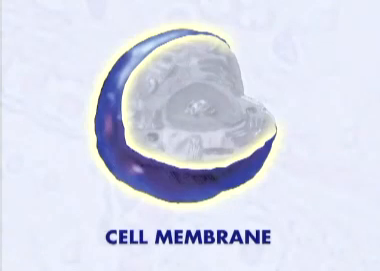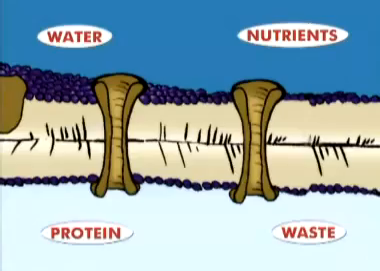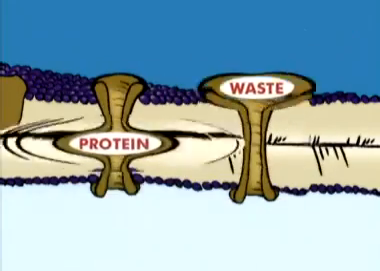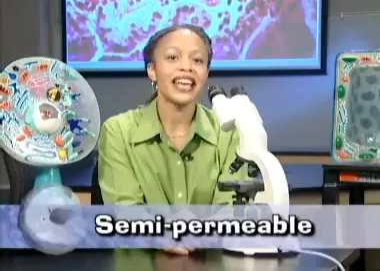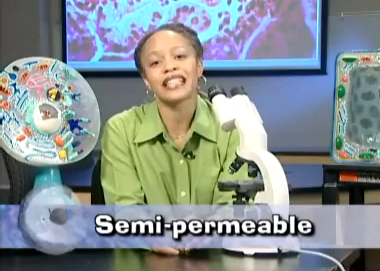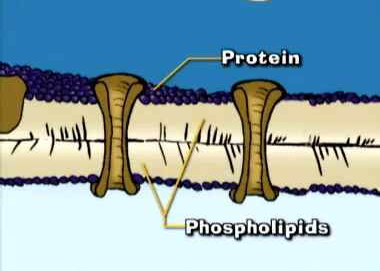Let's begin with the cell membrane. The cell membrane, or plasma membrane, regulates what comes in and what goes out of the cell. It plays an active role in what the cell takes in, like nutrients, or removes, like waste. It's a semi-permeable membrane, which means it can control the rate at which substances enter or leave, depending on the needs of the cell. The cell membrane is made of a double layer of phospholipids, a fatty substance, and proteins.